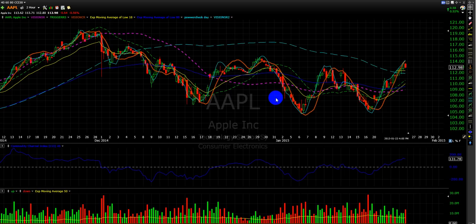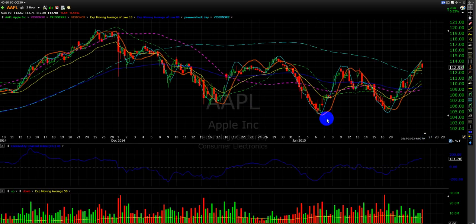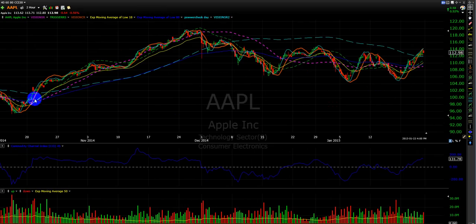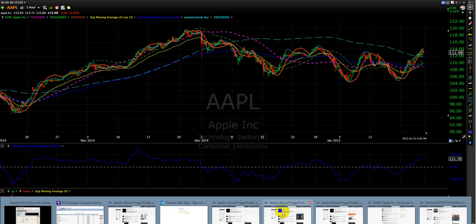Alright, this is a 2-hour chart of AAPL. I got a lot of people really liking my 2-hour update, but some people don't understand what this blue line is. It's what I call my power check. And let me explain. So let me go to my stream first, Power Trick or Trade here.